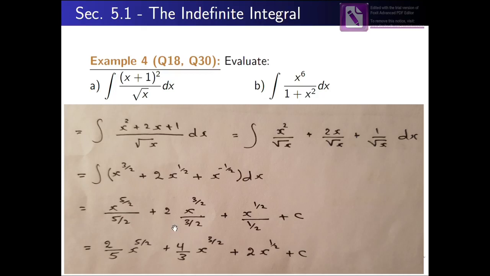If you want to simplify this one, so we'll get 2 over 5 x power 5 over 2 plus 4 over 3 x power 3 over 2 plus 2 x power half plus the constant c. Now let us see part B.